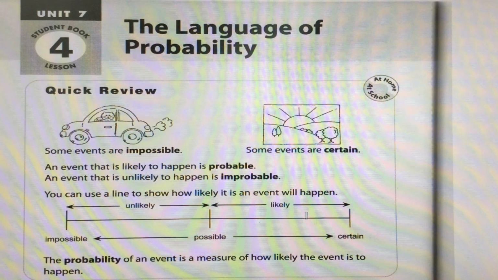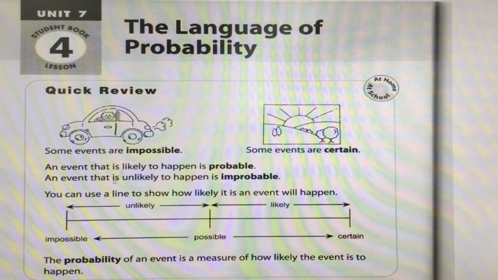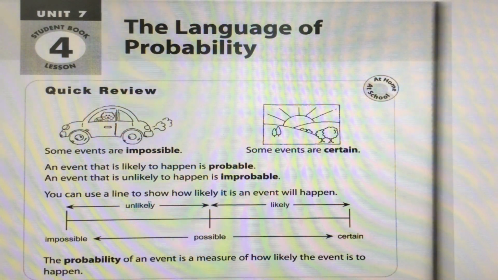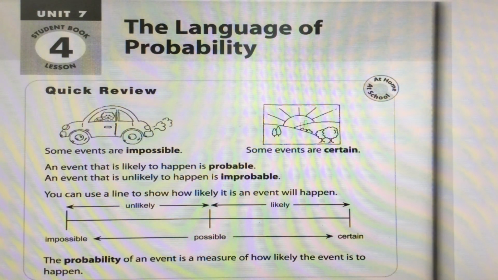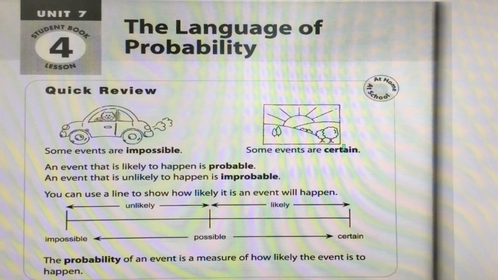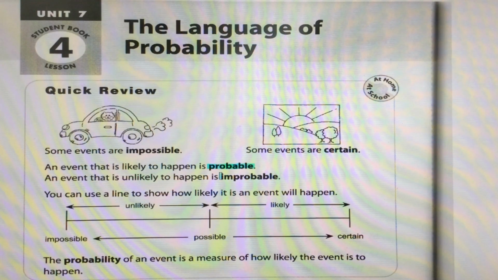So some events are impossible, and it says right here, it's got a picture of a cat driving a car. Not possible. That one we can rank right down here. Some events are certain, and barring the end of the world, we know that the sun will rise tomorrow. So that one is certain. And then it says an event that is likely to happen is probable. An event that is unlikely to happen is improbable.